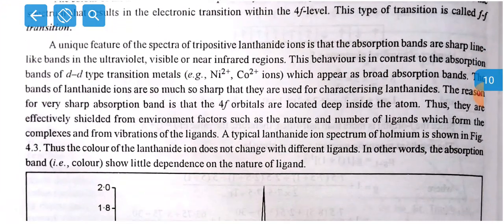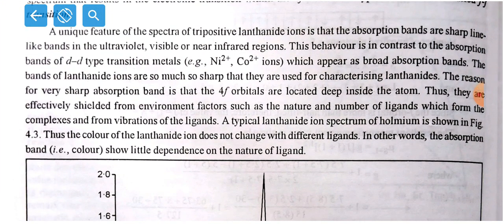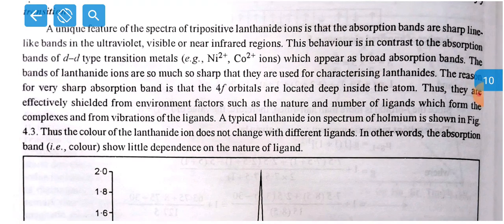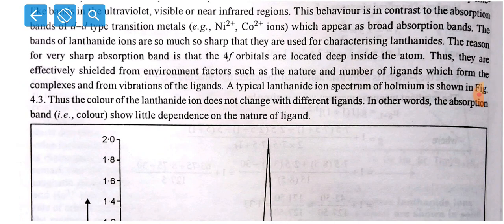This behavior is in contrast to the absorption bands of d-d type transition metal ions, such as nickel 2+ and cobalt 2+ ions, which appear as broad absorption bands. The bands of lanthanoid ions are so sharp that they are used for characterizing lanthanoids. The reason for the very sharp absorption bands is the 4f electrons. 4f orbitals are located deep inside the atom, thus they are effectively shielded from environmental factors such as the nature and number of ligands which form the complexes, and the vibration of the ligands. A typical lanthanoid ion spectrum of holmium is shown in figure 4.3.